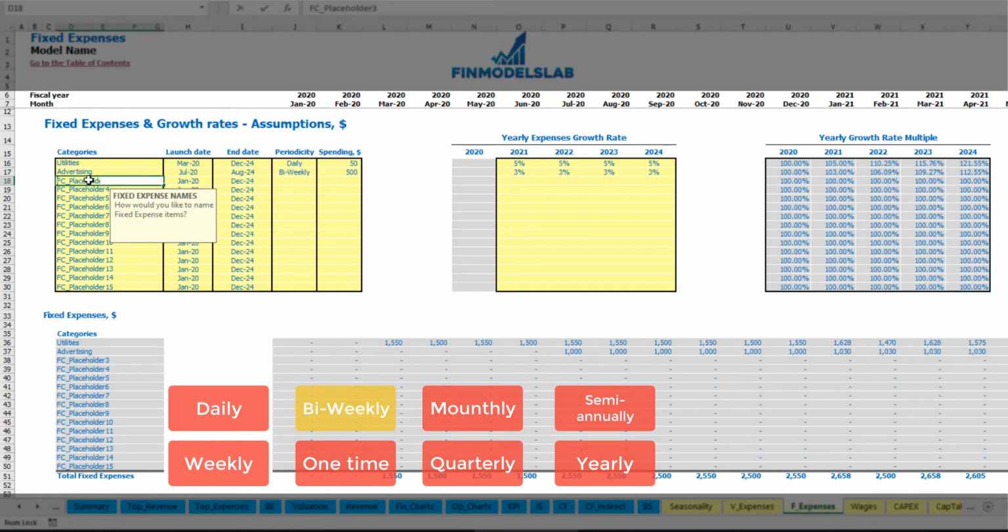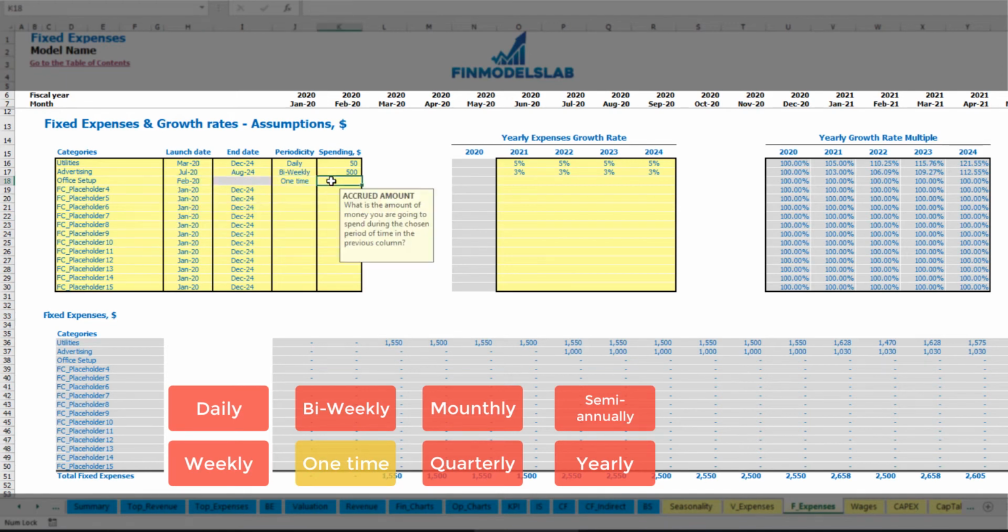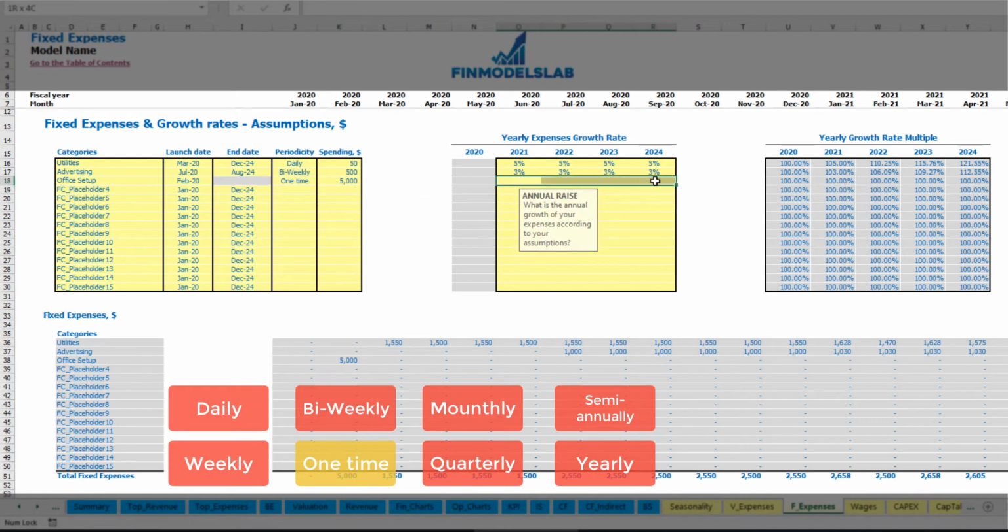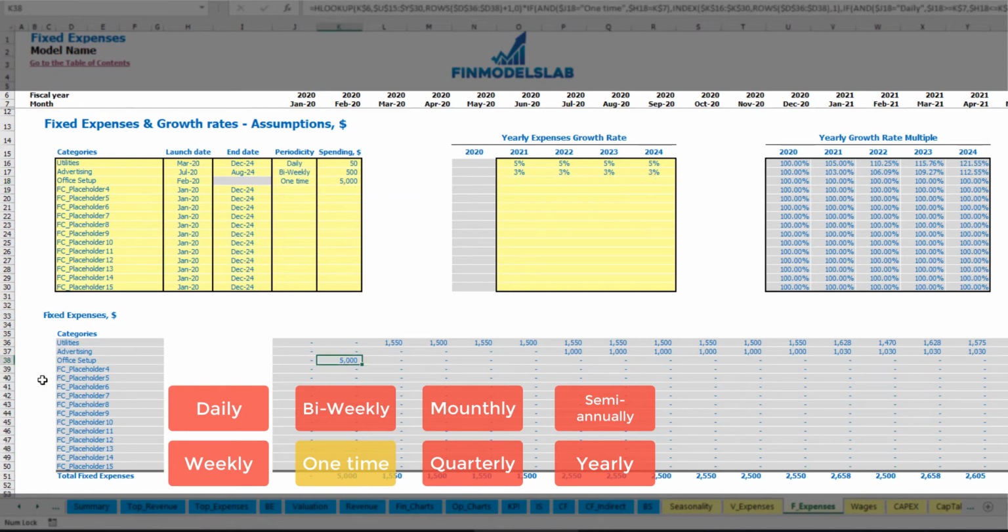Another option, office setup, which can be one-time payment, which will happen in February 20 with amount of $5,000. Obviously you should not input any growth rates because this is just one-time fee, and you may see that office setup will happen in February 20 with this amount.